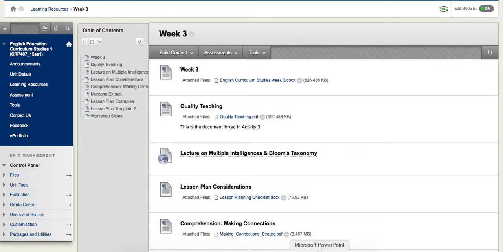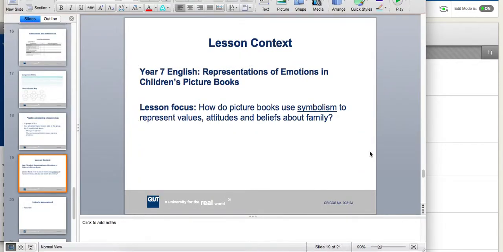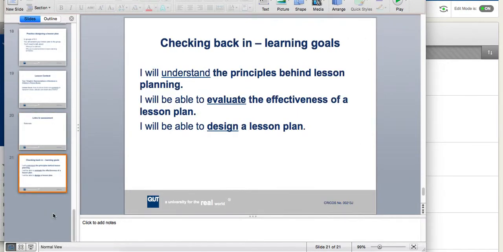So as I said, if you wanted to have a go at this, you're very welcome to, and you can email me and I can give you some feedback. Okay, so coming back to the end of the workshop now, I'm hoping that you've been able to think about what goes into creating a good lesson plan and that you'll be able to design a lesson plan.